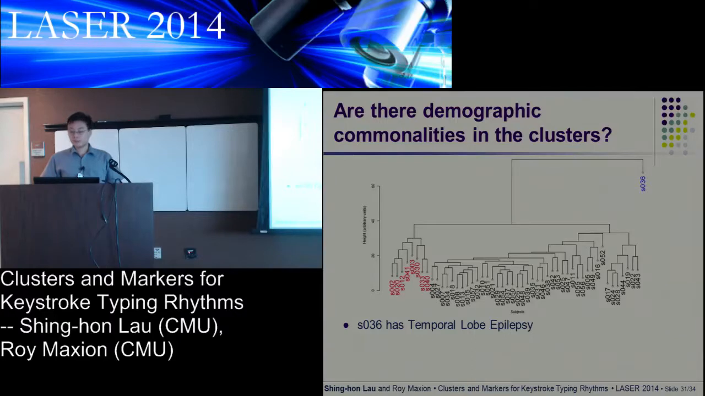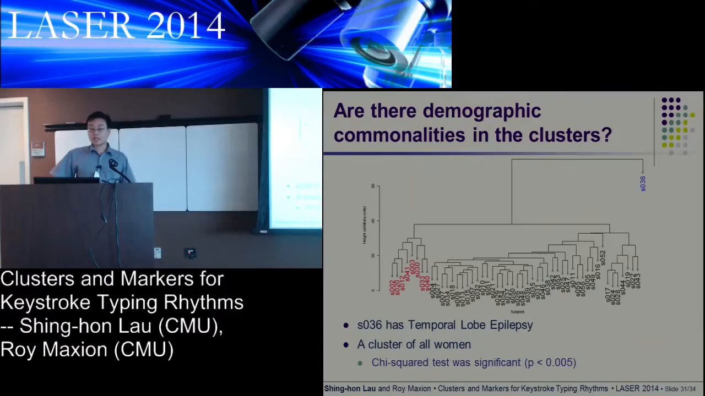I mentioned that the cluster here in red is a cluster of all women. And we did a chi-square test to see if it was just by chance or not. It turns out that it's highly unlikely to be due to chance. The p-value here is less than 0.005. But unfortunately, there are also women scattered amongst the black labels here. So there's not a perfect correspondence between membership in this cluster and being a woman. We searched through the rest of our demographic information to look for anything that might explain it, but unfortunately we weren't able to find anything. So this is still a bit of an open question.